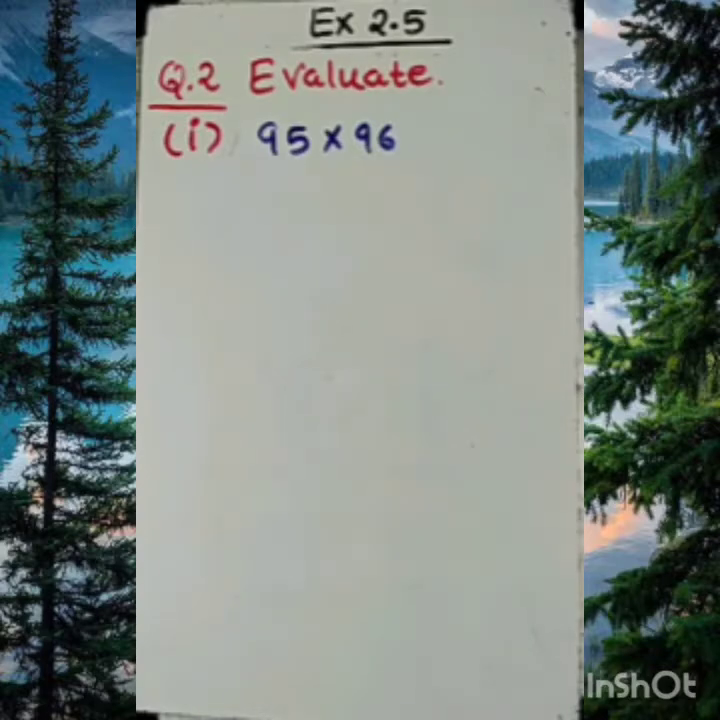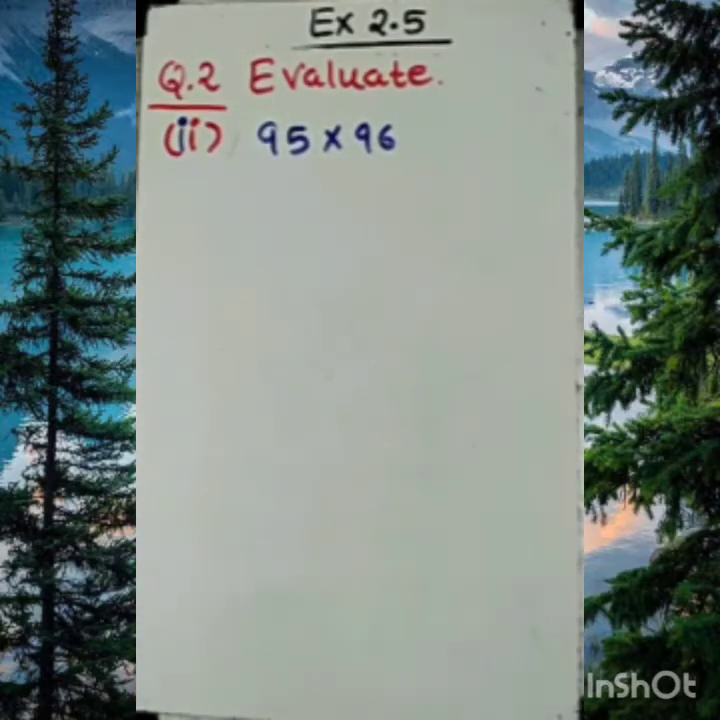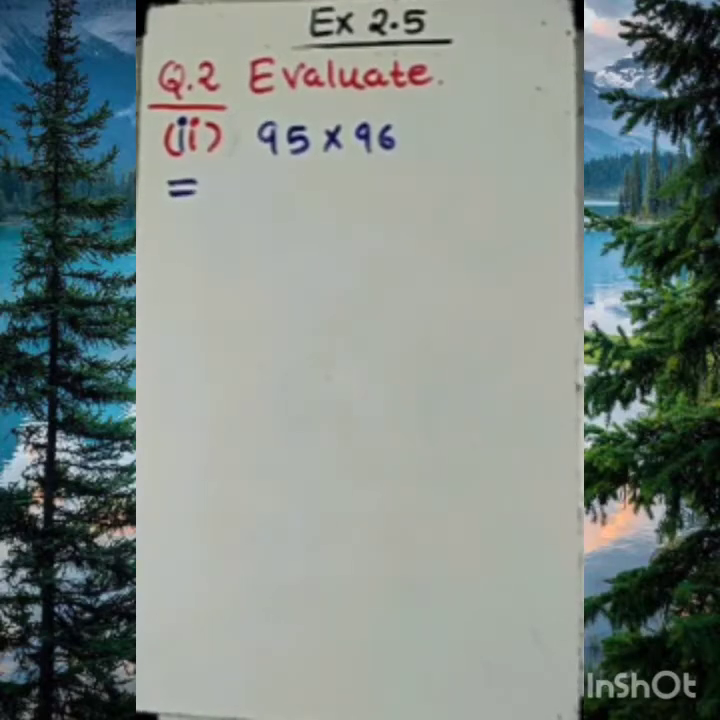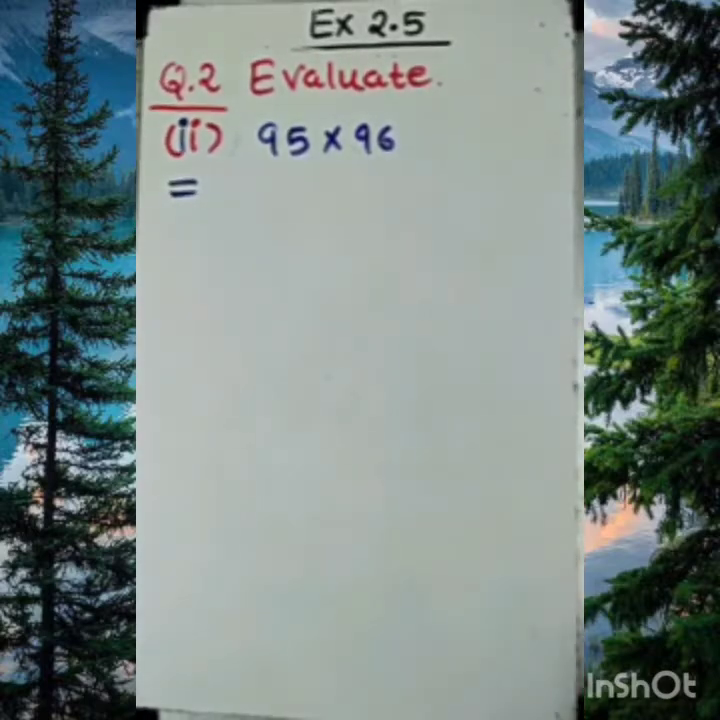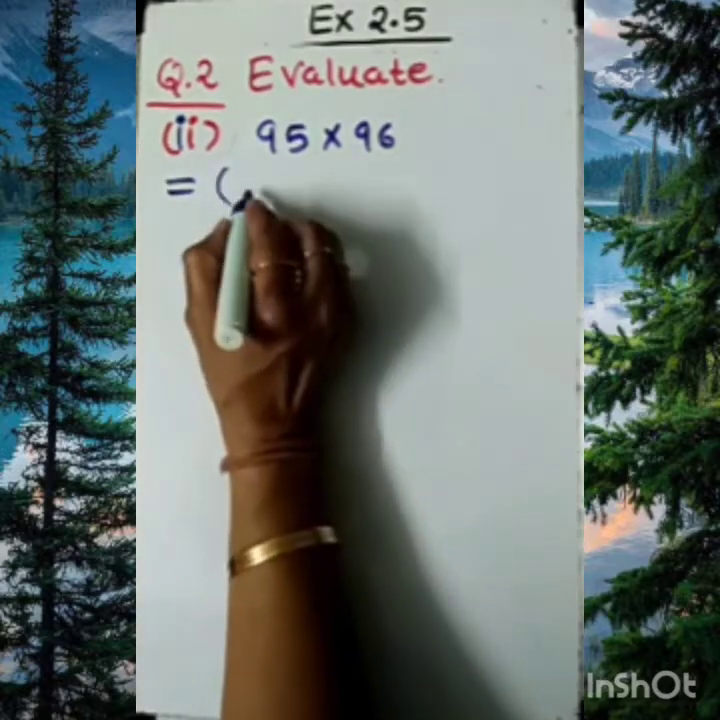So dear student, let's continue. Question number 2, evaluate. It's the second part. The question is 95 into 96. Now dear student, there are two options for you. Either you can write 95 as 90 plus 5 and here 90 plus 6, or the second option, 100 minus 5 and 100 minus 4. I think the second is better because the square of 100 is easy to find. So let's move ahead with the second option.